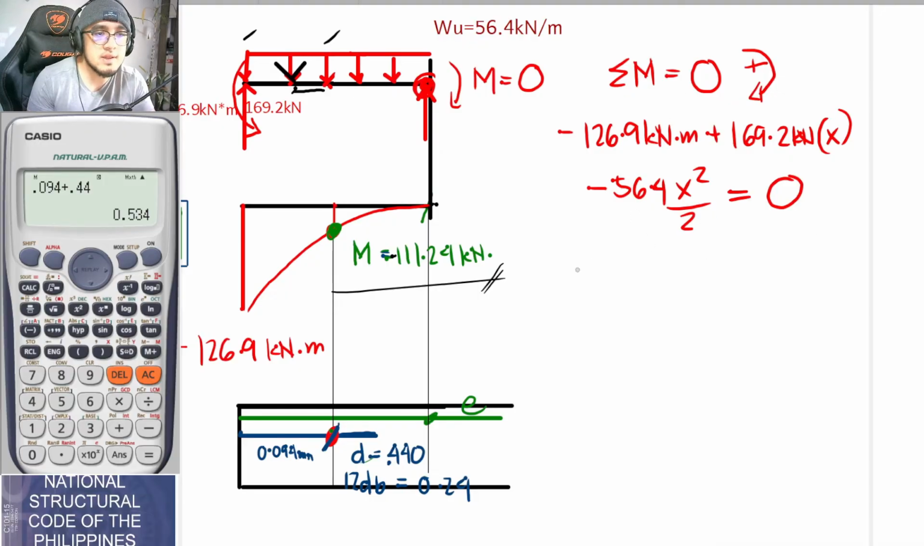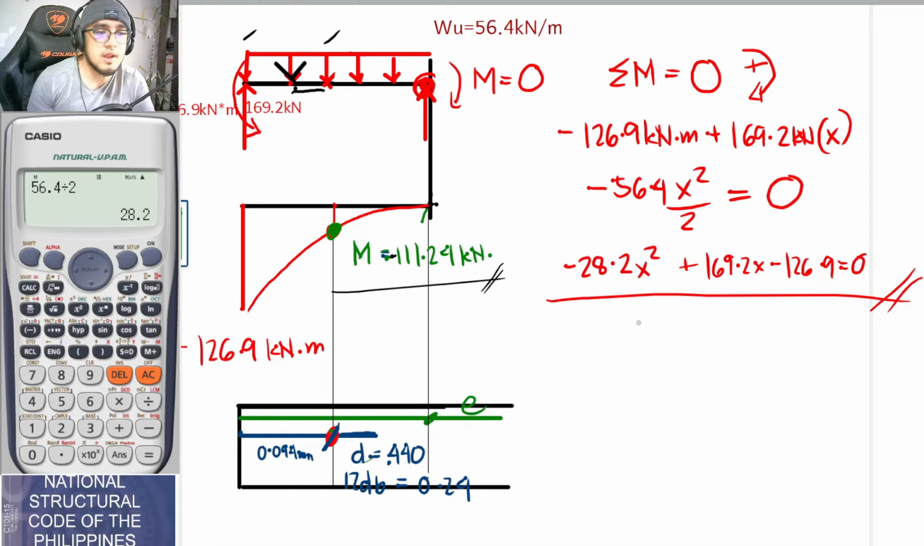And simplifying this, so same sa kanina, so 56.4 divided by 2. So this is to be negative 28.2 x squared plus 169.2x minus 126.9 is equal to 0. And this is once again a quadratic equation. And I would be making use of mode 5.3. So negative 28.2, positive 169.2, and negative 126.9.